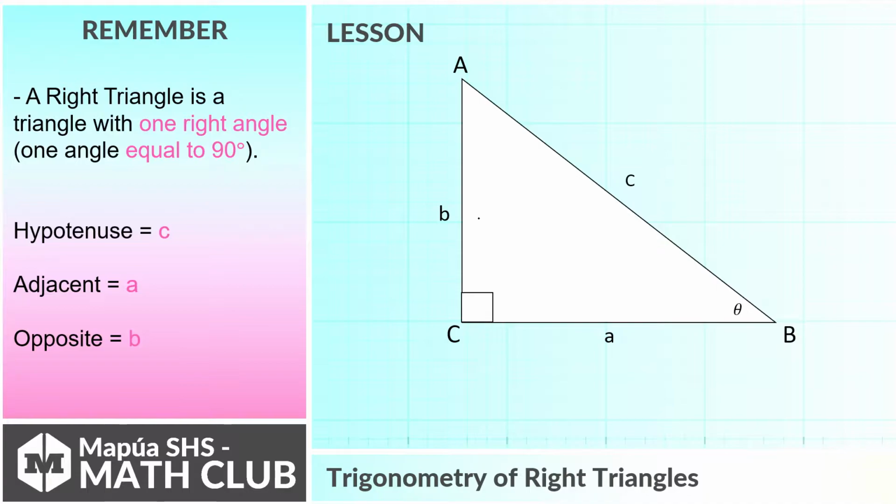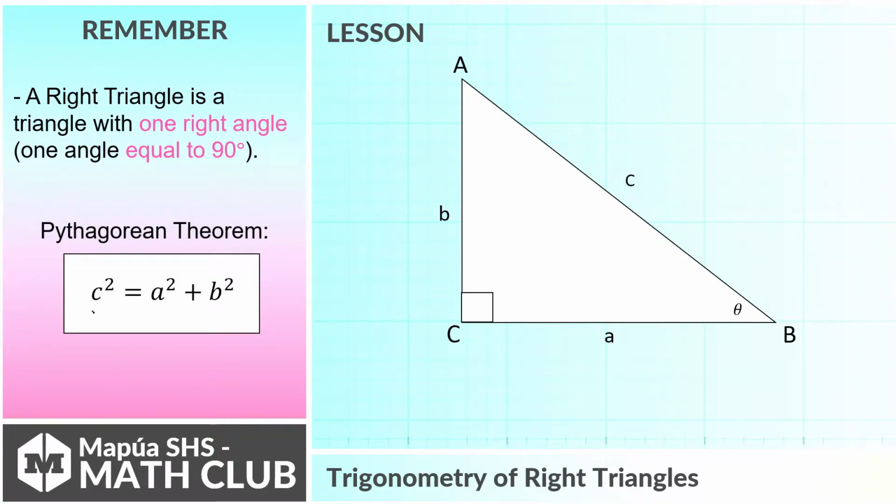The next important concept is the Pythagorean Theorem, and this is the formula for that, where c squared equals a squared plus b squared. It is used to measure the lengths of each side of the right triangle. So for example, if the two sides of the triangle are already given, we can use the formula to solve for the remaining side.